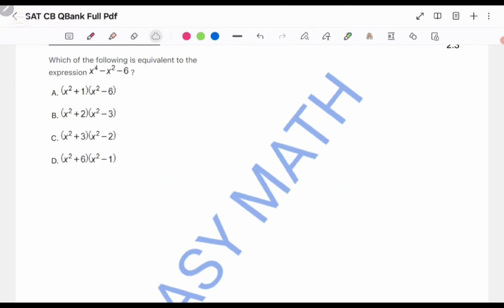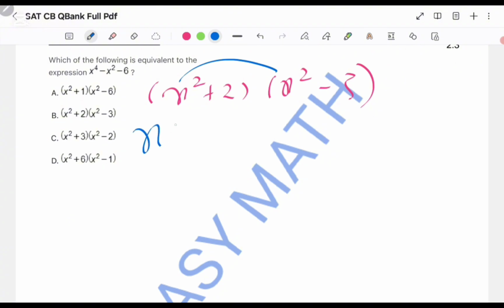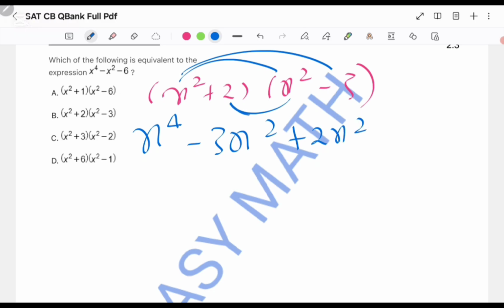Let's try out B then. So if we have x squared plus 2, and then I have x squared minus 3, so if we do the x squared times x squared, we have an x power 4, and then we have negative 3x squared, positive 2x squared, and then I have a negative 6. So my constant is matching, and even the power 4 is.